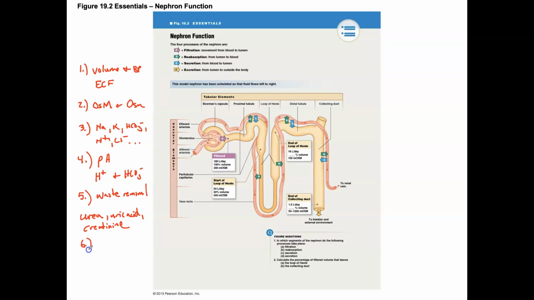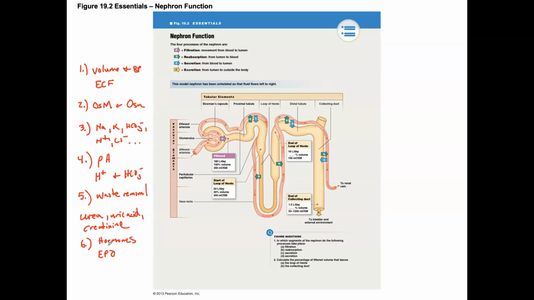The last thing to take a look at in terms of functions of the kidneys would be hormone release. So there are several hormones that the kidney produces or activates, one of them being EPO, erythropoietin. So the kidneys synthesize and release erythropoietin, and the purpose of that is to increase red blood cell count. So EPO affects the bone marrow.